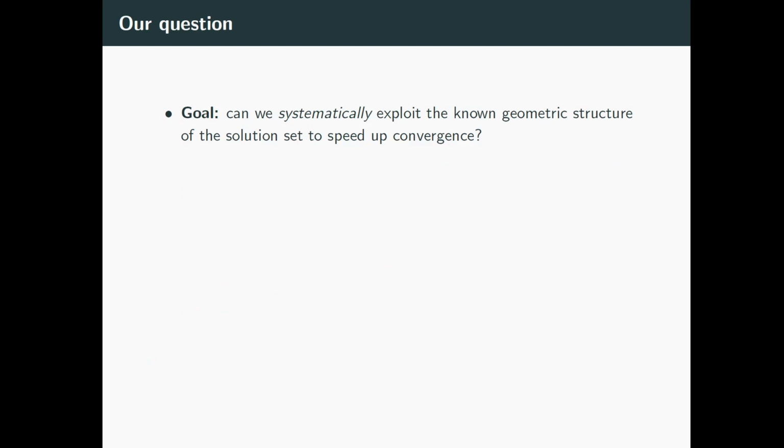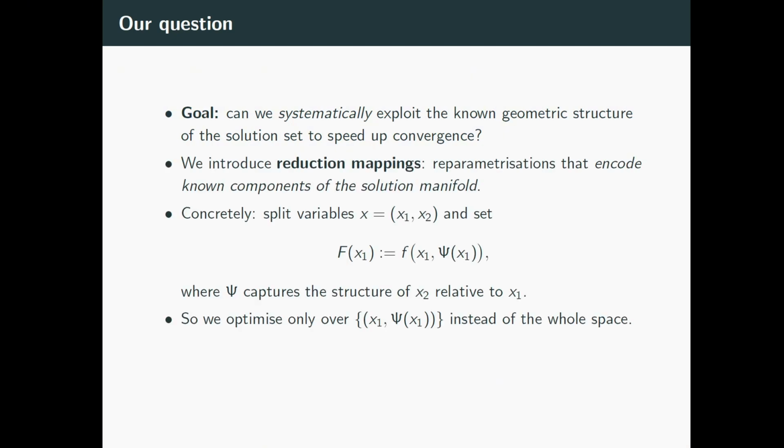Our goal is exactly that. Can we systematically use the geometric structure of the solution set to speed up convergence? We do this with what we call reduction mappings. Basically, we reparameterize so that the part of the solution manifold we already know is built in, and we optimize the composed objective, capital F, on that manifold instead of the whole space.